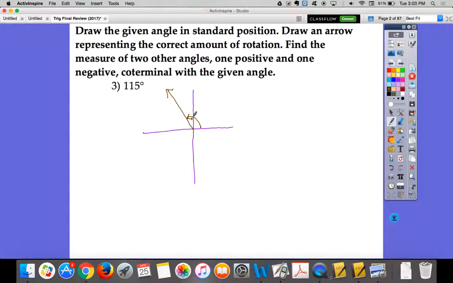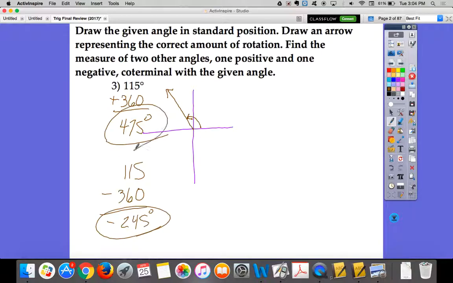Find the measure of two other angles, one positive, one negative, that are coterminal with the given angle. So remember, coterminal means you basically spin a circle. You need to add 360, that gives you the positive, subtract 360, that's going to give you the negative. So 115 plus 360 is 475. If we do 115 minus 360, it's just a matter of typing it in, and you get negative 245. So these are the two answers that we need, and you're going to need that picture as well.